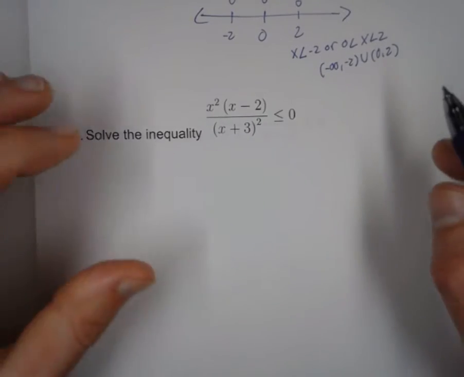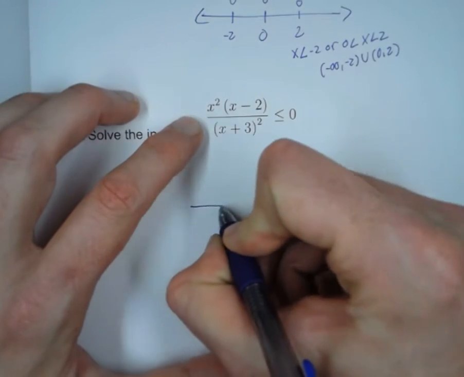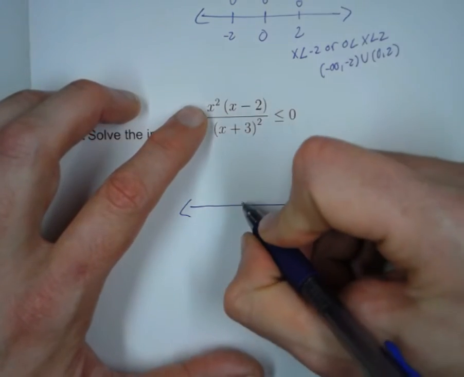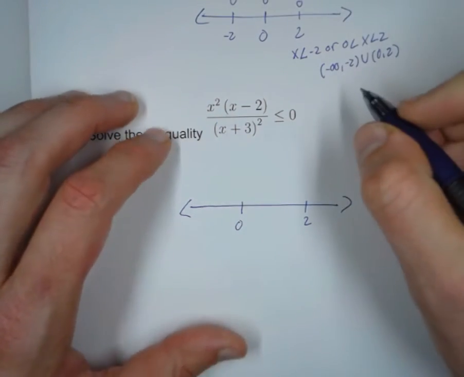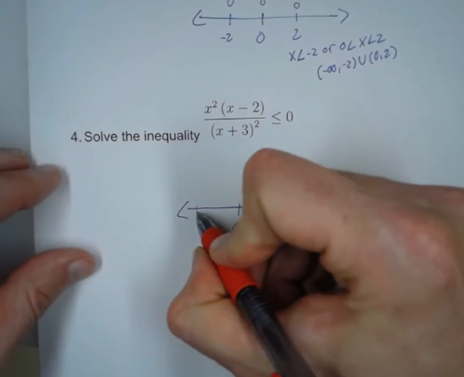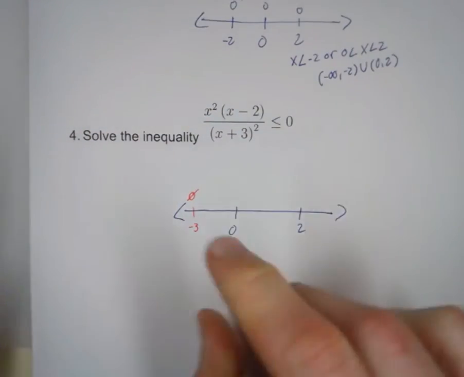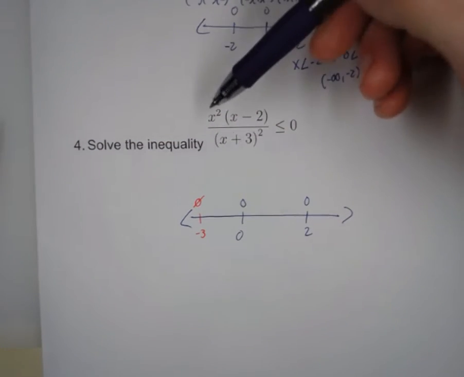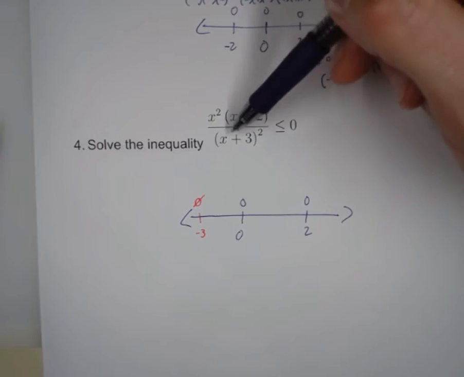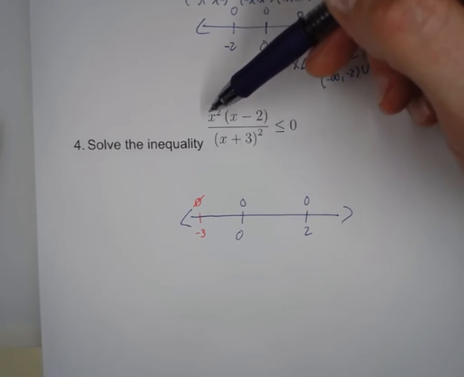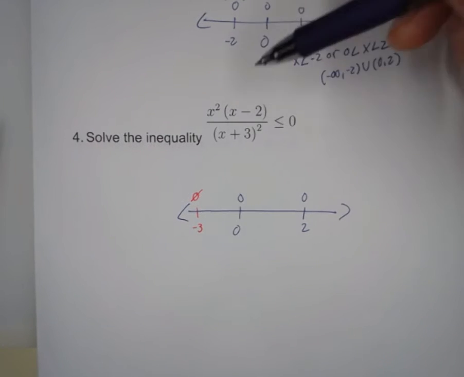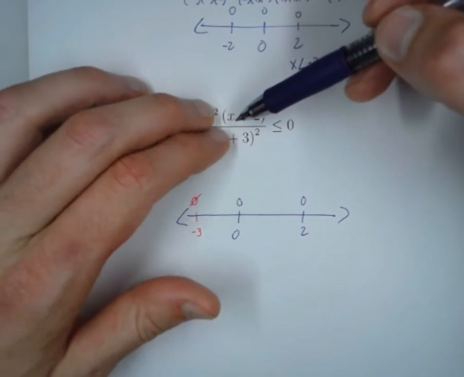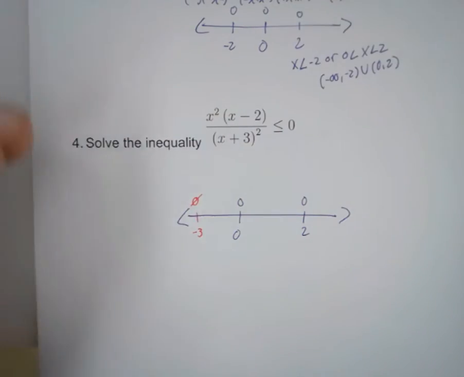All right. So over here, when we make our number line, the values that make this 0, the top, are 0 and 2. The values that make it undefined are negative 3. Now the thing to note is that this is squared and this is squared, which means both of these are positive. So these aren't going to change signs at all. The only thing that will change sign is this factor right here. So anytime you have something that's positive, you can pretty much just ignore it as long as it will never change sign, which these never will.